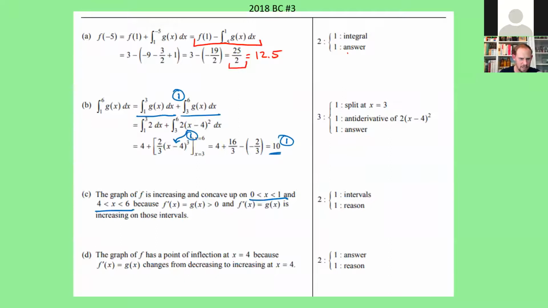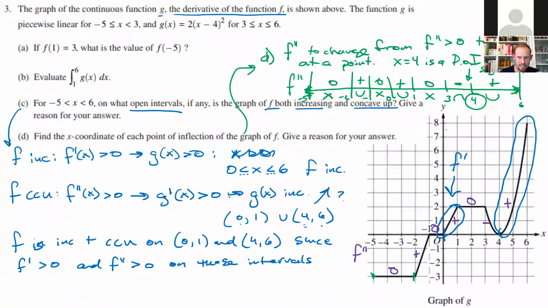All right, so let's see. What did they say? The graph of f has a point of inflection at x equals 4 because f prime equals g changes from decreasing to increasing at x equals 4. So we have our answer at 4, and we have some sort of reason because we showed the concavity here and said that we had a change in concavity because of that.